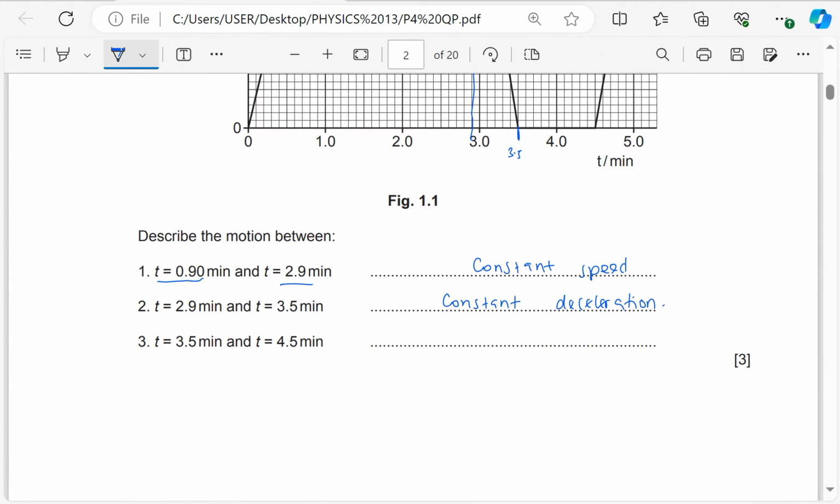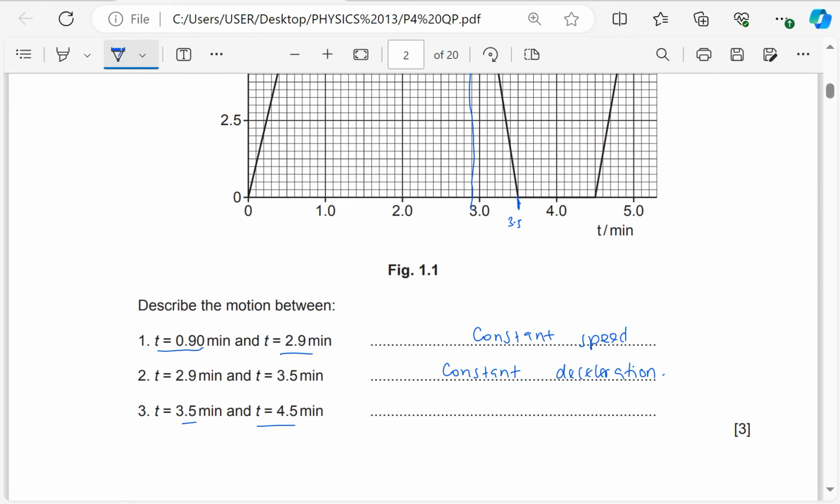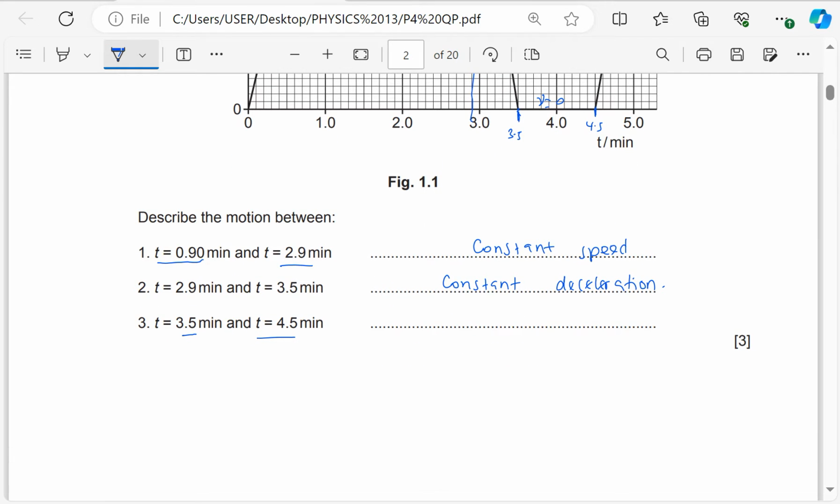Then between t equals 3.5 and t equals 4.5, which is here, the line is along the zero axis. That means the speed here is 0. And any object which is at 0 speed must be either at rest, or you could say it is stationary. An object cannot be moving when the speed is 0, so it is either at rest or stationary.